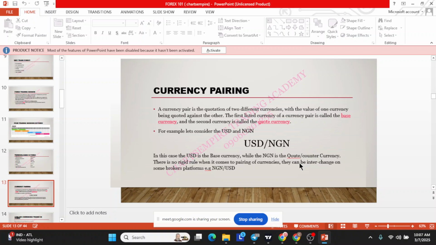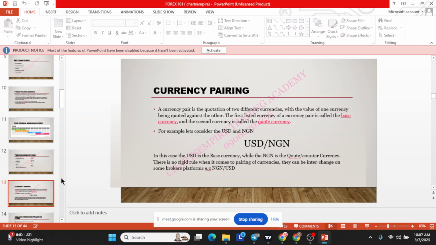So that is why whatever decision you are taking in the market, be it buying or selling, you are doing it with the base currency. If we are buying USD NGN, it means that we are saying that USD is stronger than the Nigerian naira. If we are selling USD NGN, it means that USD is weaker than the Nigerian naira.